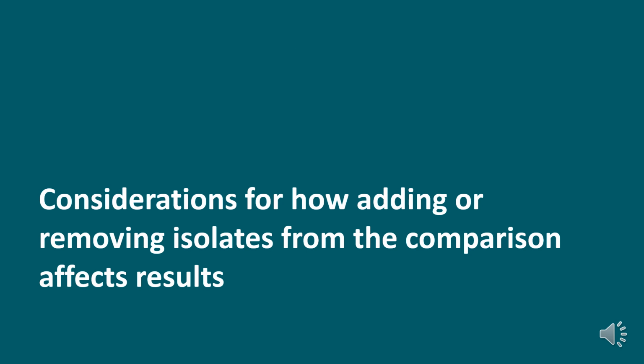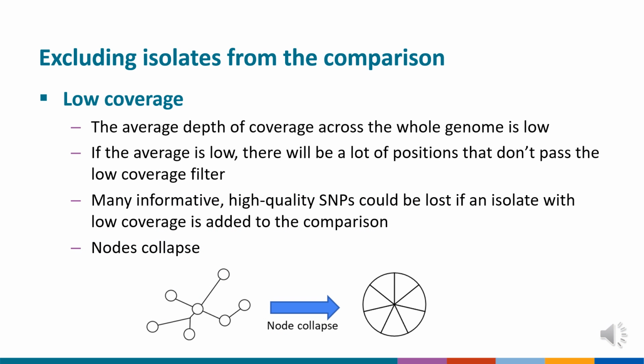With that understanding of the details of the methods behind whole genome SNP comparison, let's look at some considerations for how adding or removing isolates from the comparison can affect the results. Sometimes isolates need to be excluded from the comparison because of quality issues. One issue is low coverage.